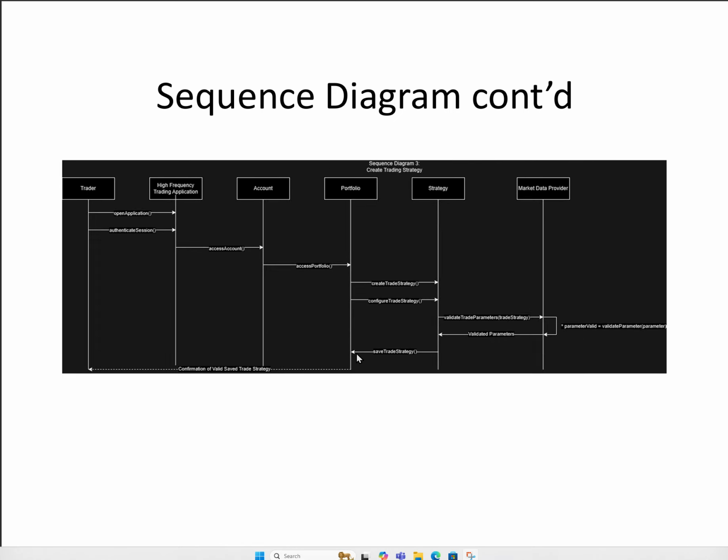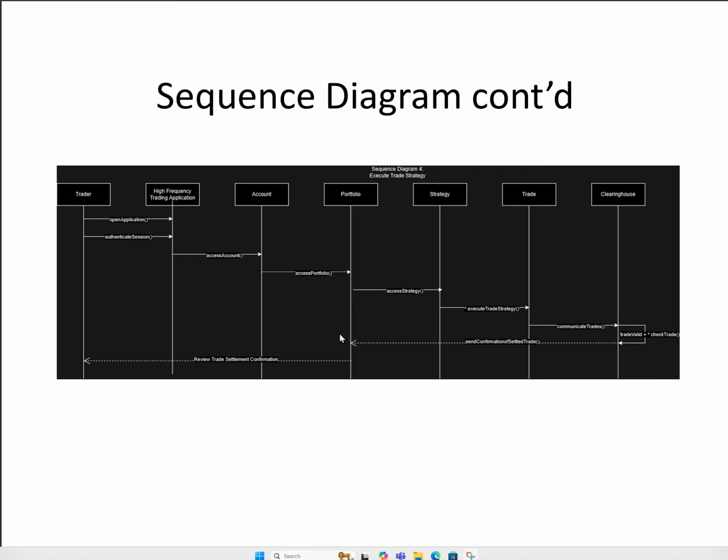For the create trading strategy, the trader authenticates and accesses the account and portfolio, creates the trading strategy, configures it, validates parameters through a decision loop, gets the validated parameters, saves the trading strategy, and receives the respective confirmation.